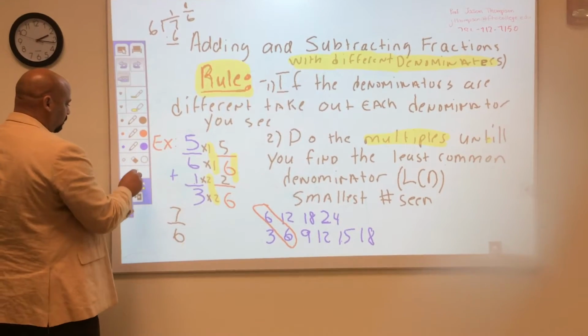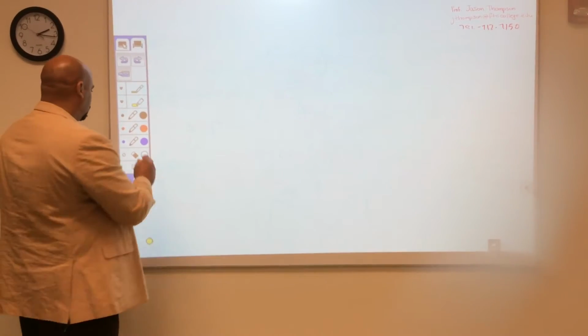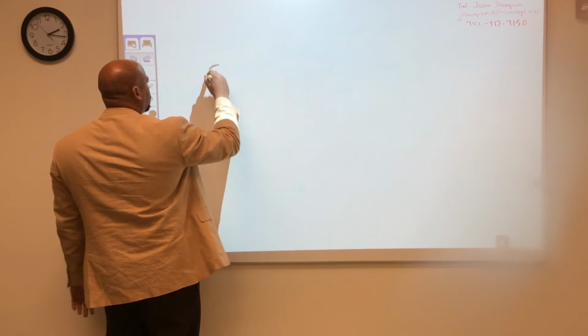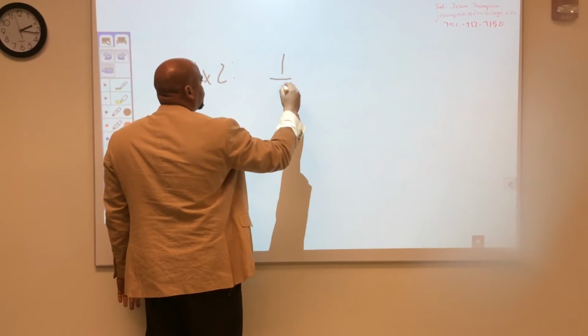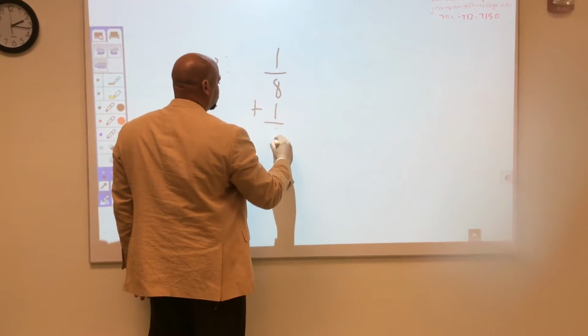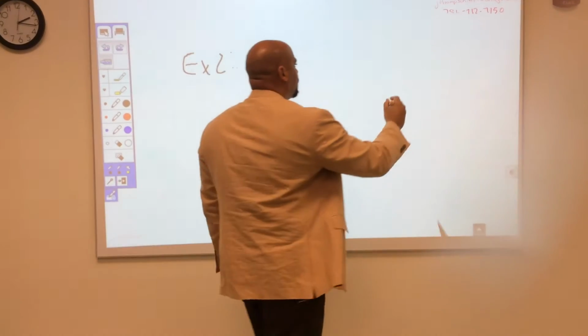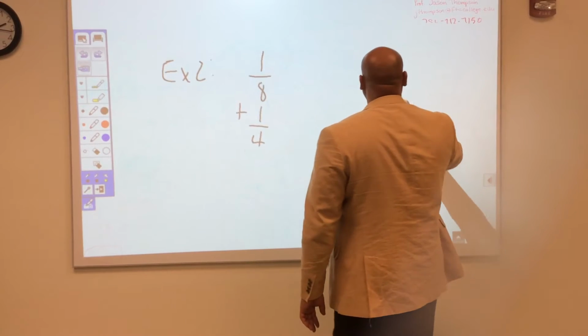So I have this there for you, so I'm going to erase it, and I'm going to do a couple more examples real quick. So example 2, I have more on the board here. Okay, we have 1/8 plus 1/4. So the rule says, if the denominators are different, take them out. So I'll take out 8 and 4 and do the multiples.